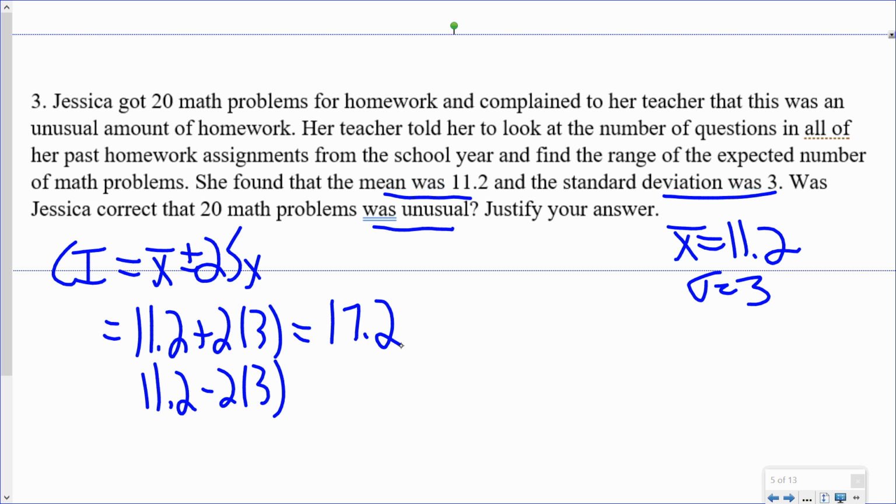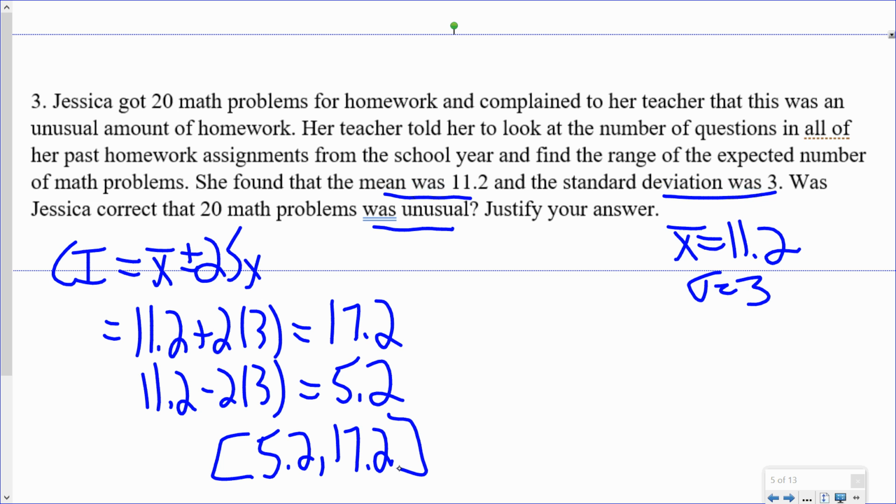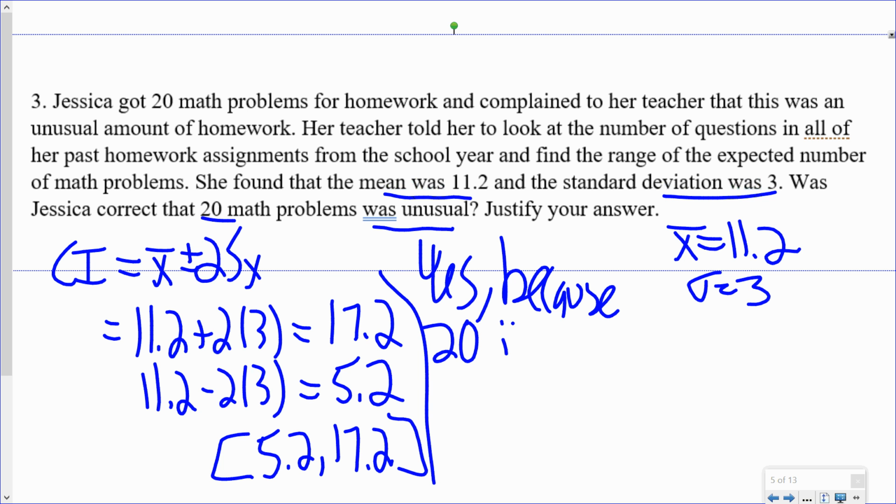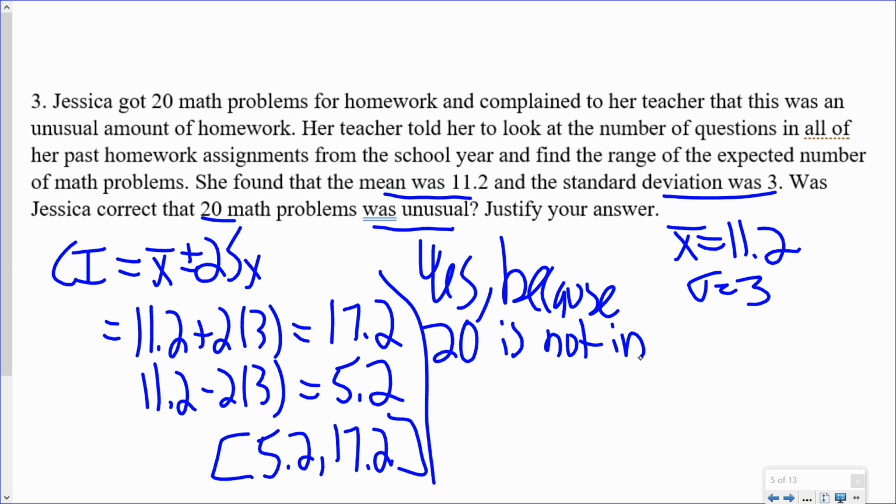Again, you can use the calculator if you need to. That's 5.2 to 17.2. Was Jessica correct that 20 math problems was unusual? Does 20 fall inside the confidence interval? It does not. So, yes, it was unusual because 20 is not in the confidence interval.